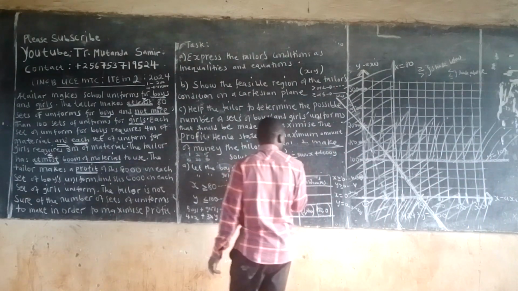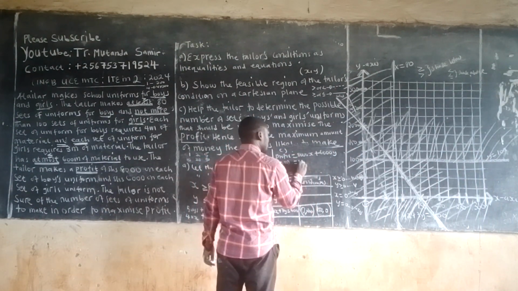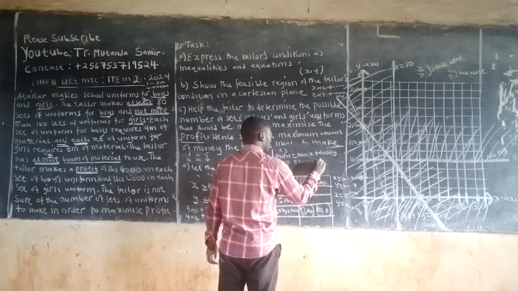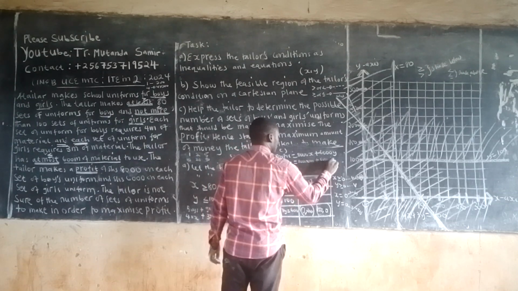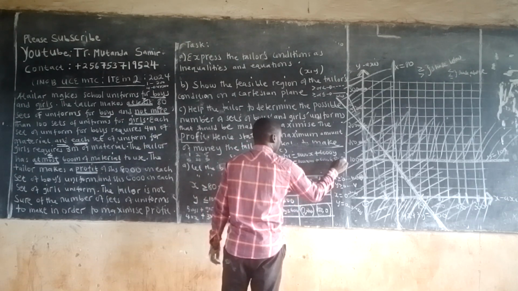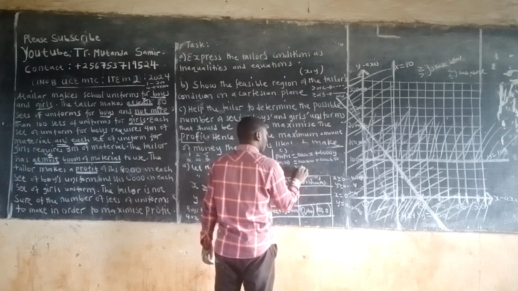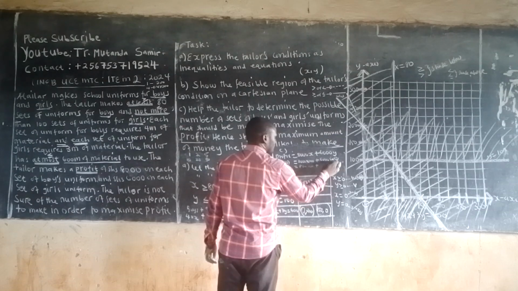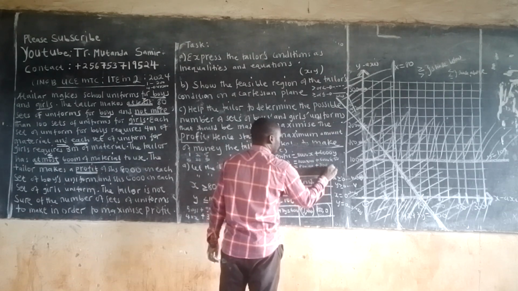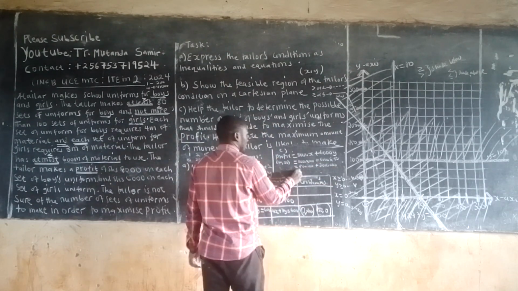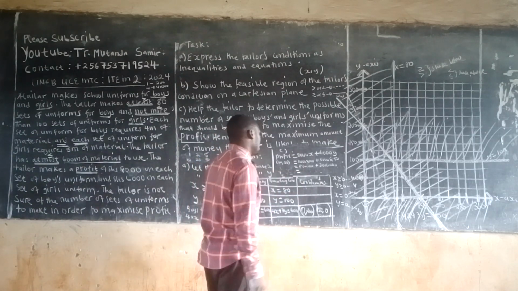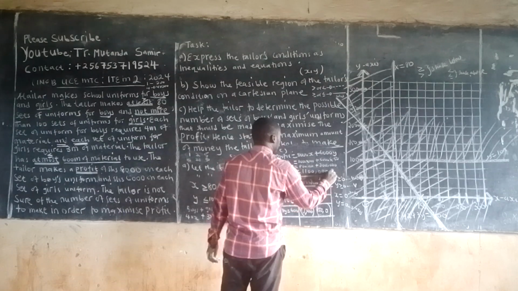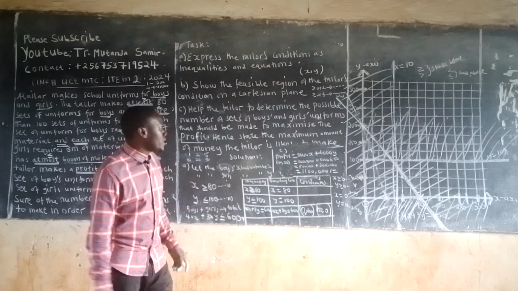Now to get the maximum profit here, you say 8,000 times what's there for x, 100, plus 6,000 times what's there for y, that is 50. Now this will be 800,000 plus 6 times 5, that is 30, which gives you 300,000. Now you add, which will be the maximum profit. And that will be 1,100,000 shillings. And that is the question already answered.